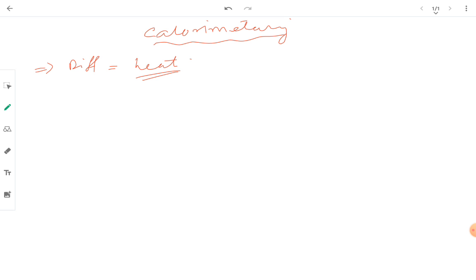Now I'll be discussing the topic of calorimetry, and it is for the ICSE class 10 syllabus. So we'll be discussing the topic calorimetry. In this calorimetry, first we will be discussing the definition of heat.